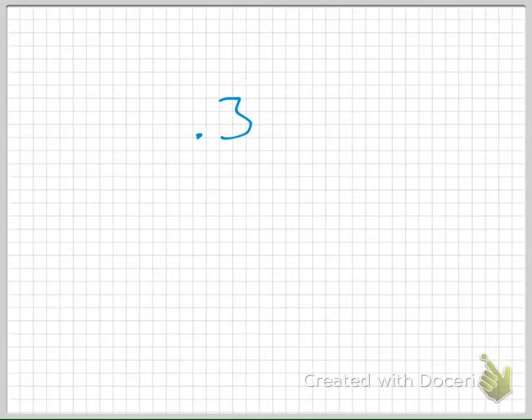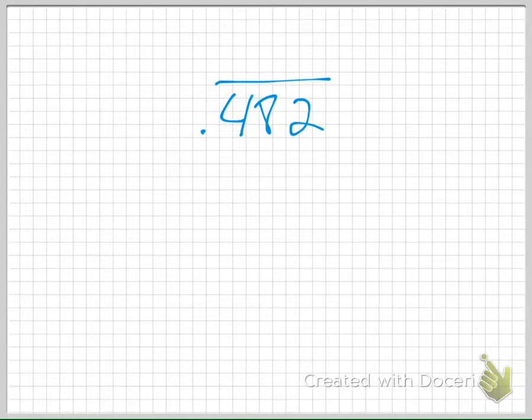Okay, what about this? What about 0.5 with a line over it? Or this, what about 0.482 with a line over all three? Or even 0.483 with a line over it? They're very easy. You want me to tell you?